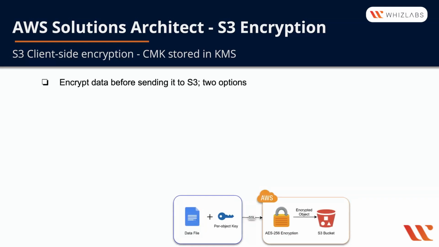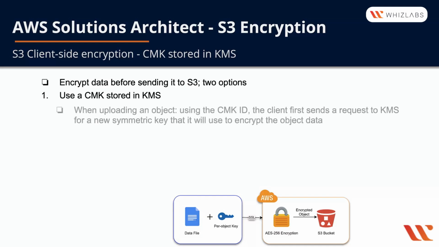So with this technique, you encrypt data before sending it to S3, of course, and there are two options. Use a customer master key, or CMK, stored in KMS. This is the first option we're going to go over here. In the next slide, we'll go over the second option. So when uploading an object, using the customer master key ID, the client, the sender, first sends a request to KMS for a new symmetric key that it will use to encrypt the data object.